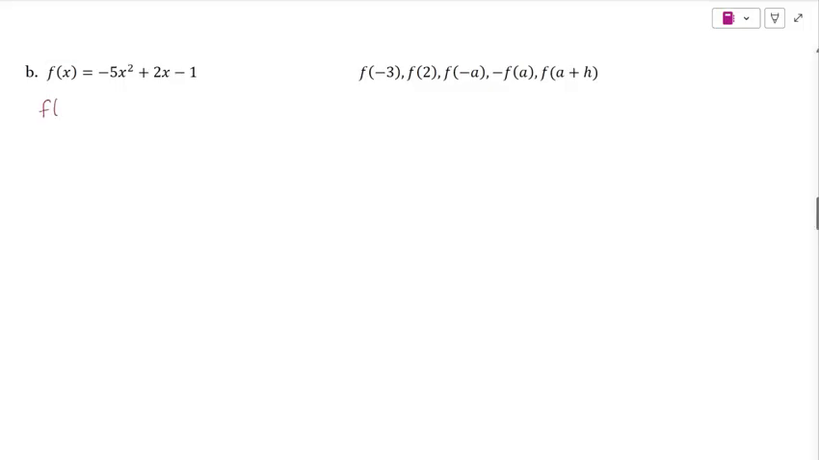Let's start by finding f of -3. I'm going to take -3 and put it in the place of x here. Notice that I'm putting the negative sign in the parentheses because the negative sign is also going to be squared. I'll put a -3 here for this other x, and then -1. So this has the same structure as the original: the -5x squared, we've got -3 instead, and then plus 2x minus 1.